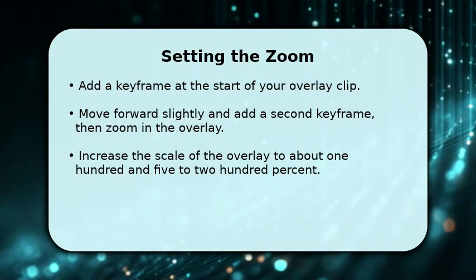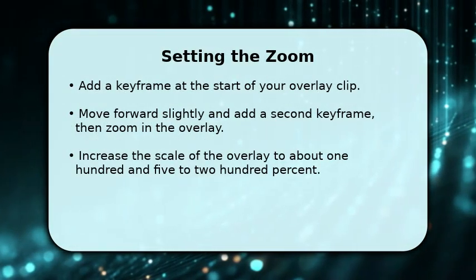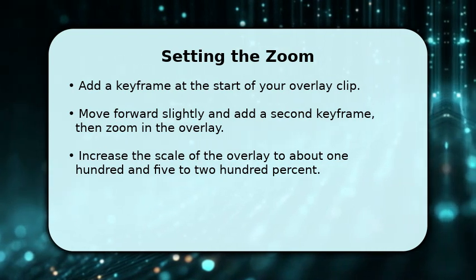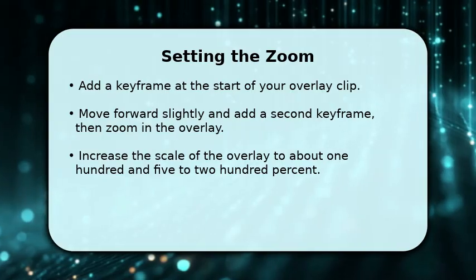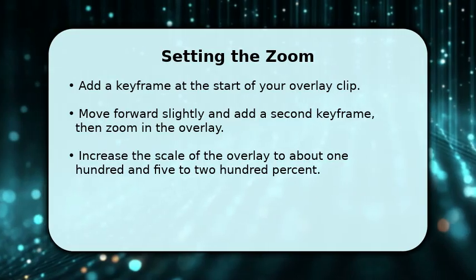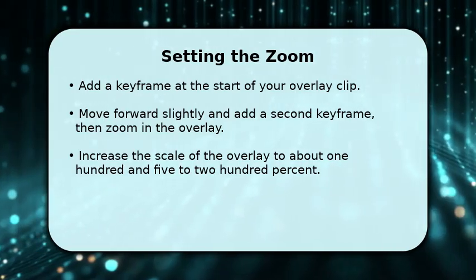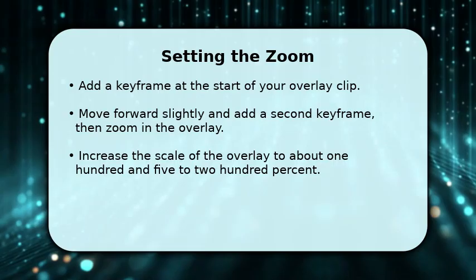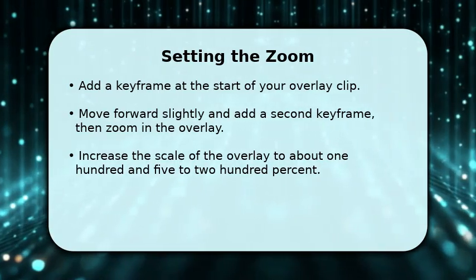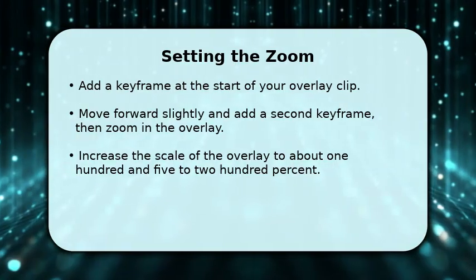Now, let's define the zoom. Place your first keyframe at the very beginning of your overlay clip. Advance the timeline a short distance, perhaps by 1 second, and add a second keyframe. At this second keyframe, gently zoom in on your overlay clip. You can increase its scale anywhere from 105 to 200%, depending on your desired intensity. This creates the initial movement for our ghost effect.